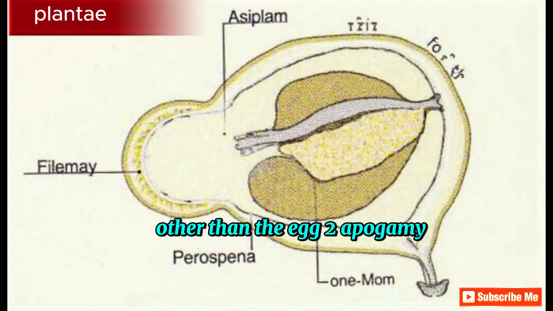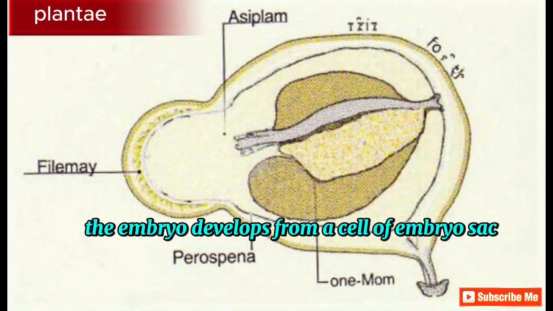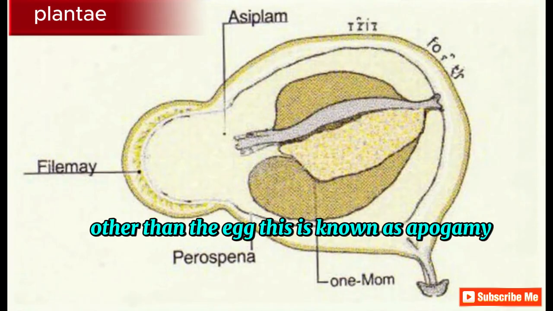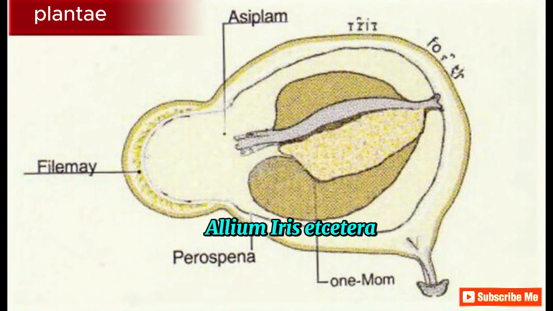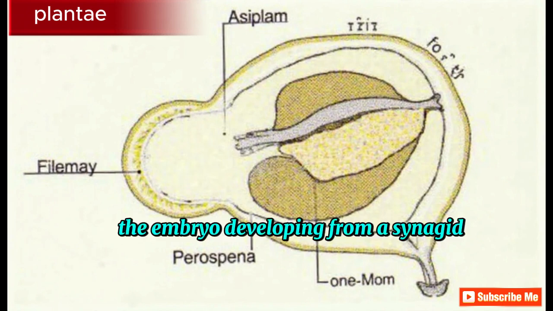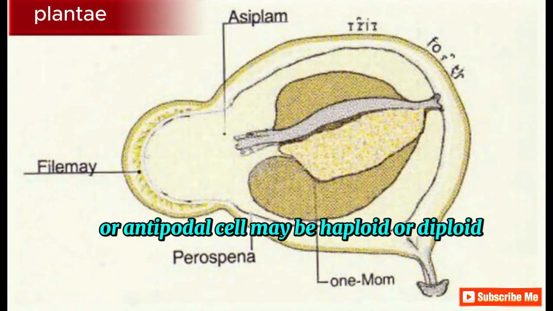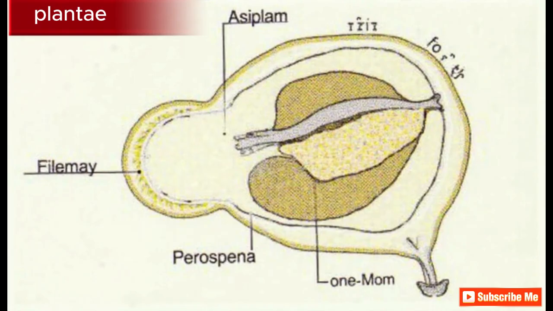2. Apogamy. Sometimes the embryo develops from a cell of the embryo sac other than the egg. This is known as apogamy. This phenomenon is noted in Alchemilla, Allium, Iris, etc. The embryo developing from a synergid or antipodal cell may be haploid or diploid.